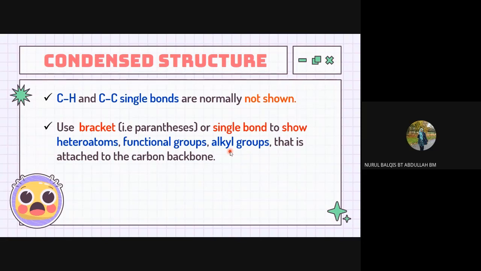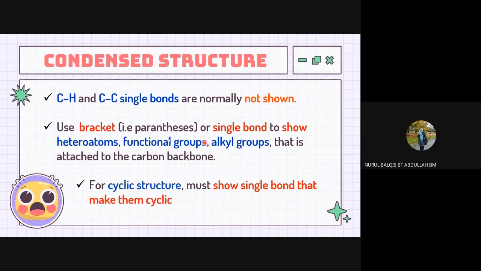Sometimes bracket, sometimes single bond, sometimes apa lagi? Dia boleh letak je tengah tu, asalkan that carbon that should hold the heteroatoms and stuff, dia dalam susunan yang betul. Okay. And then itu untuk open chain structure.